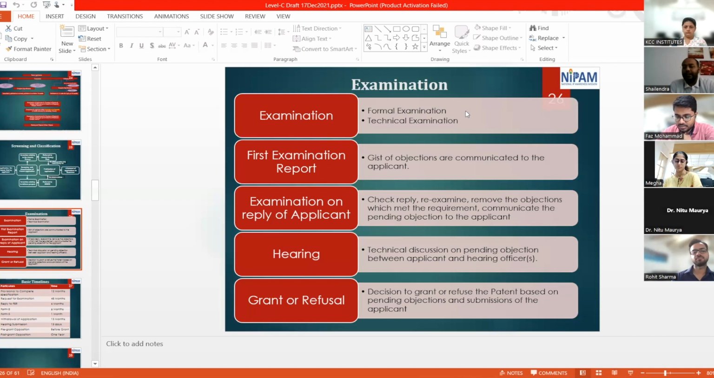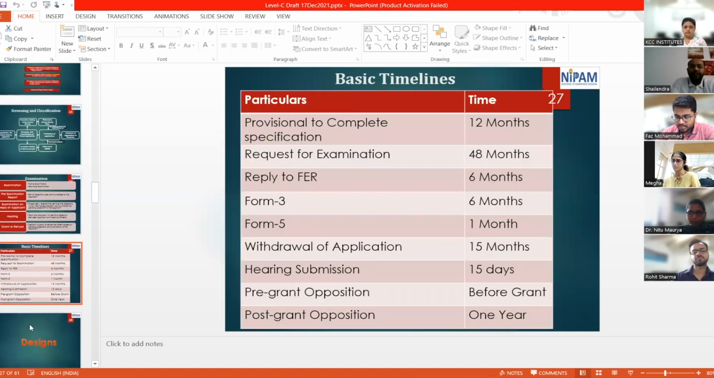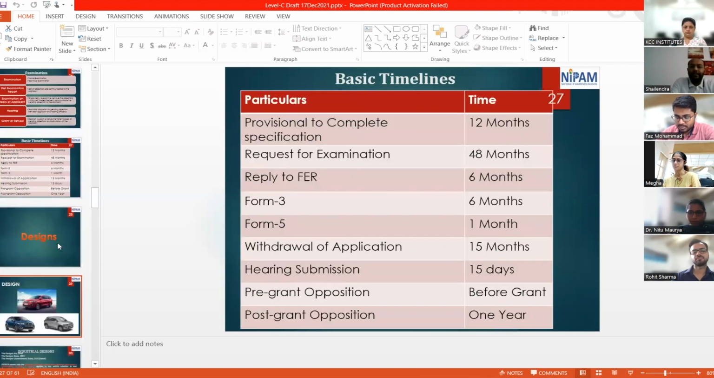If your answer is okay, then your patent will be granted, and if still there are some issues, then it may be rejected after hearing. So this is the complete process of the patent application filing. So this was all about the patent application.